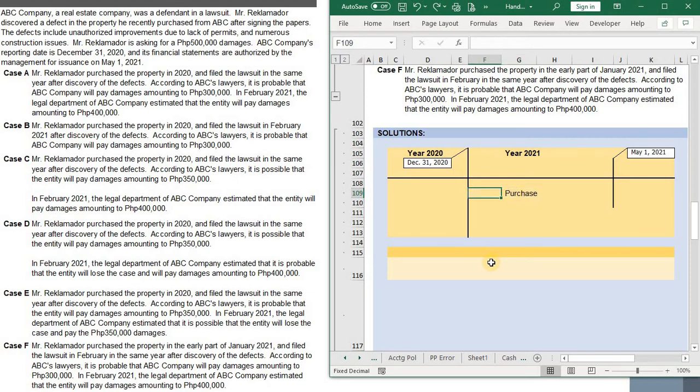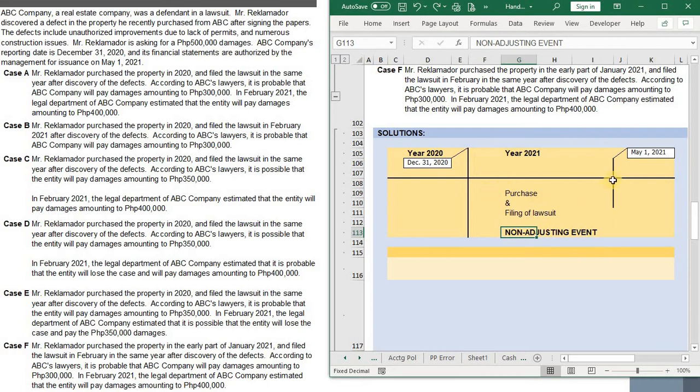Since for case F the purchase has been made in 2021, any event that occurs between December 31, 2020 and May 1, 2021 is now a non-adjusting event, because these events are related to a condition that only exists in 2021, which is the purchase. And also, the filing of the lawsuit has been made in 2021 because the purchase was made only in 2021. So any estimates that will be made by the entity during this period will no longer affect the books in 2020 because these events are all non-adjusting events.